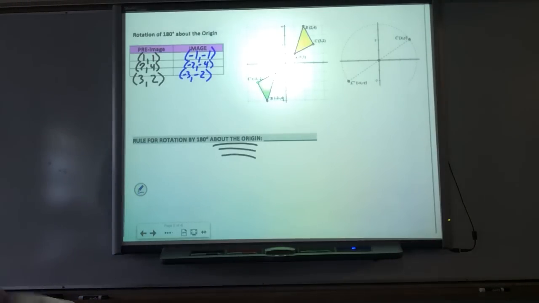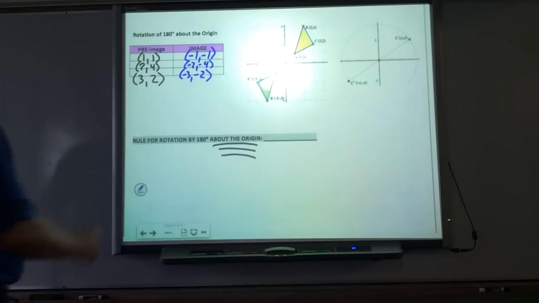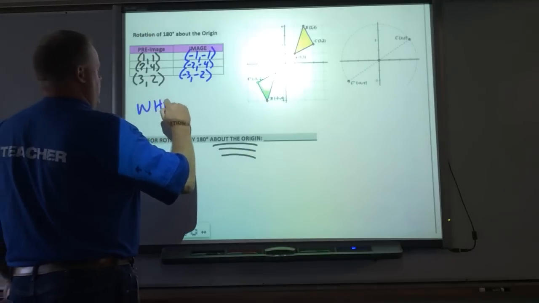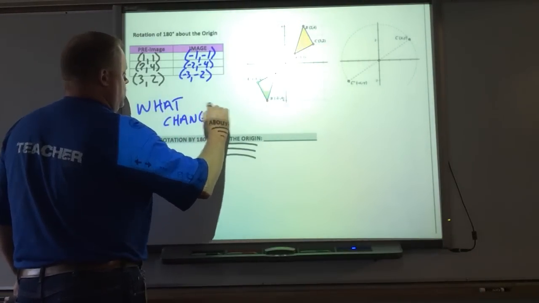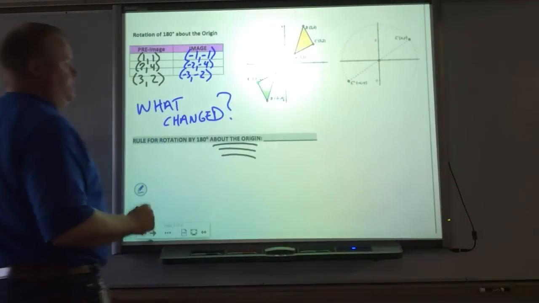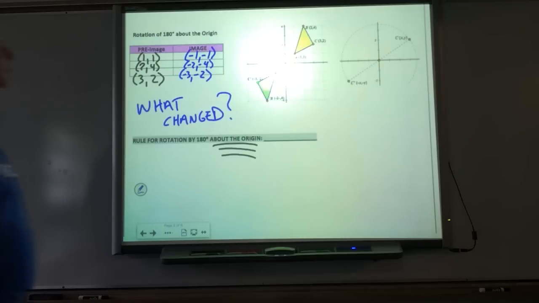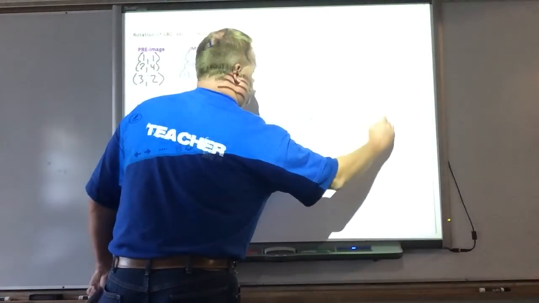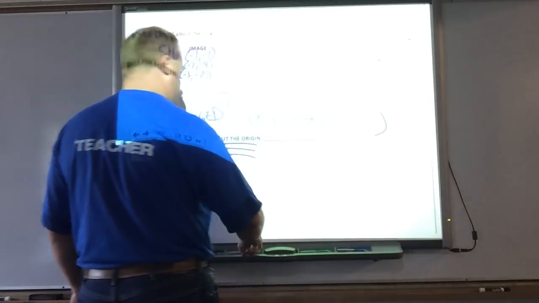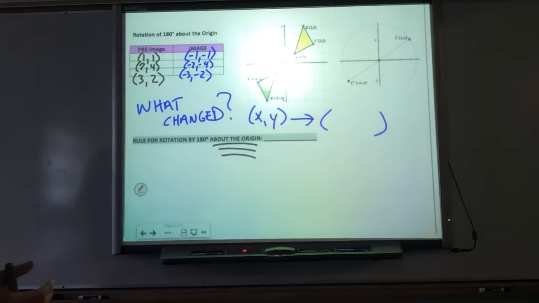And so, once again, what changed? That is my theme for you when you're looking at this. What changed? That is the question you should be asking yourself. From x, y, what did it change to? Well, if I look at it, I see that I got a 1, 1, and then I have a -1, -1. Okay, so it looks like I just added a negative, but I'm not positive yet.